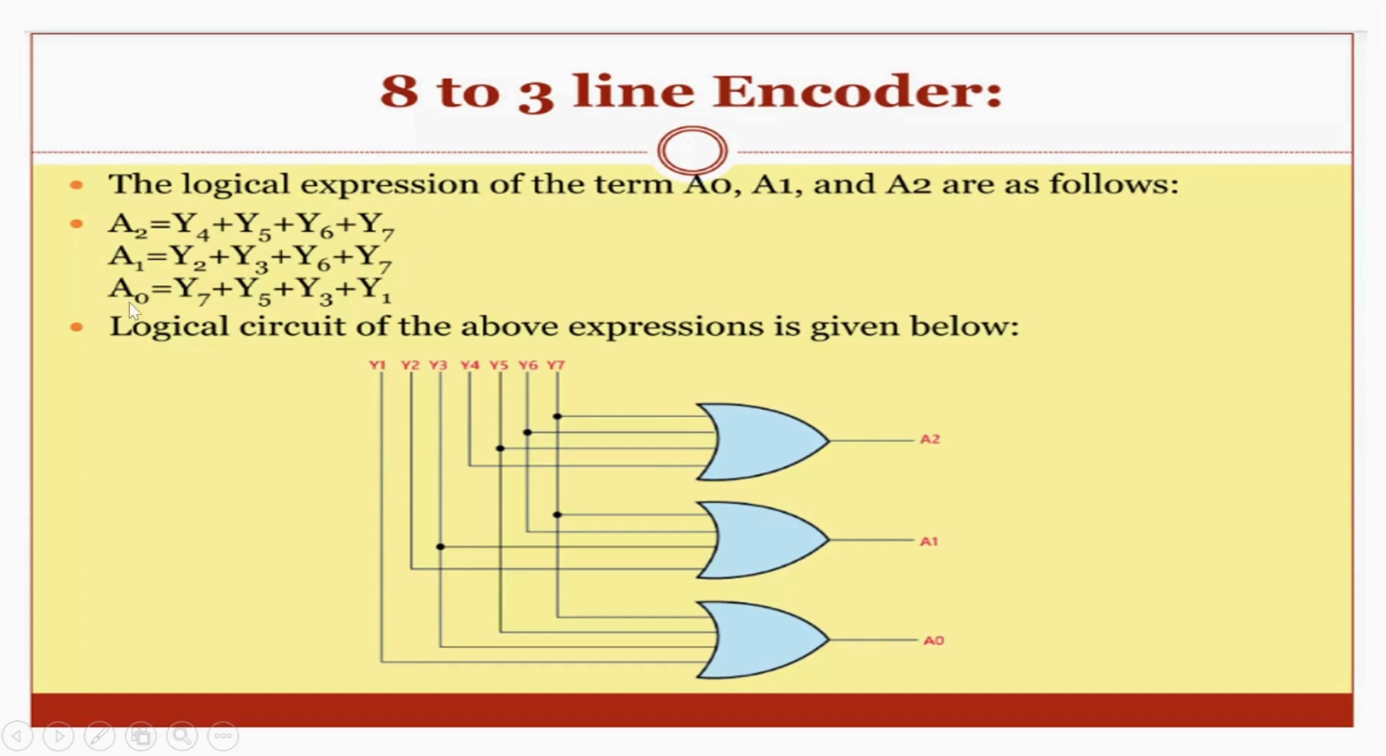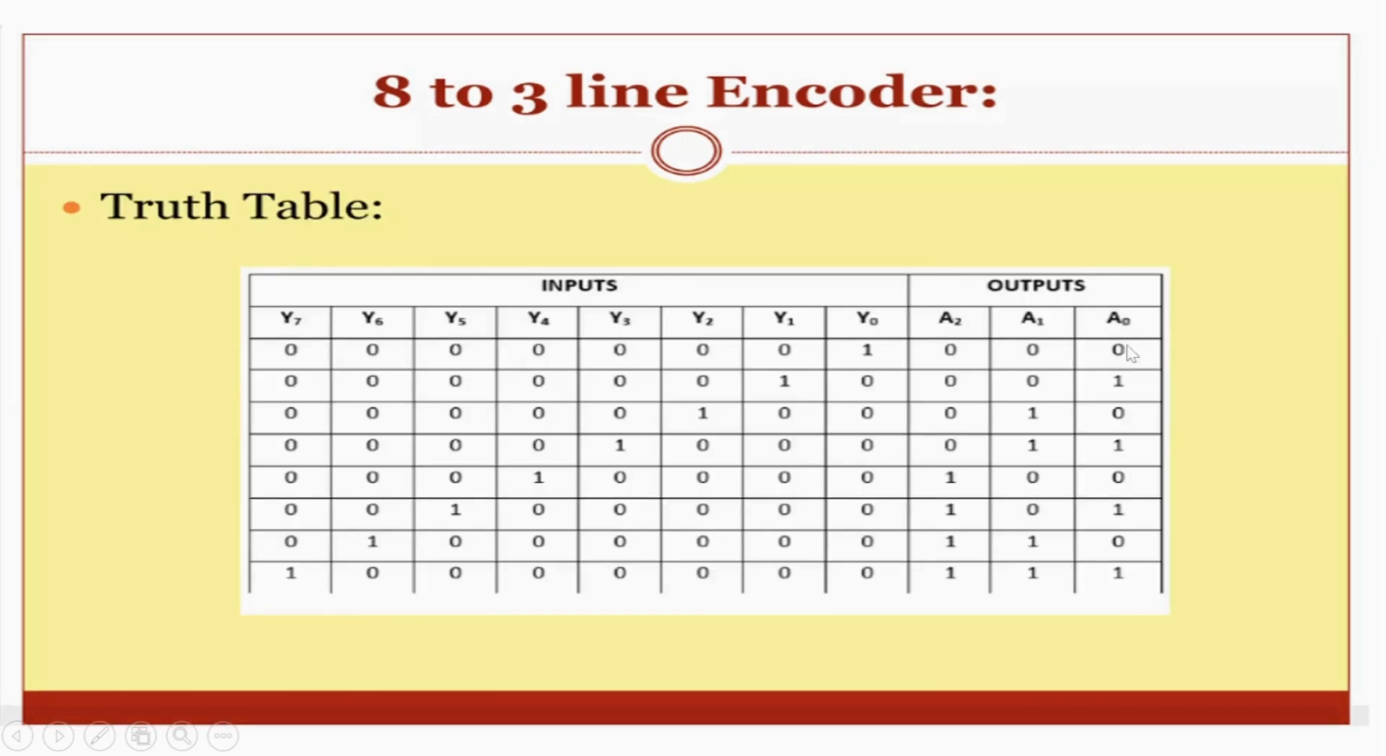For the logical expression part, for the A0 output we are getting y1 plus y3 plus y5 plus y7. For A0, see there is a 1 here and here, here and here. These are row 1, row 3, row 5 and row 7. This is how we can remember. So this is row 1, that's why we're taking y1, and this is row 3, so y1 plus y3. Then row 5, y1 plus y3 plus y5. Then row 7, so plus y7.